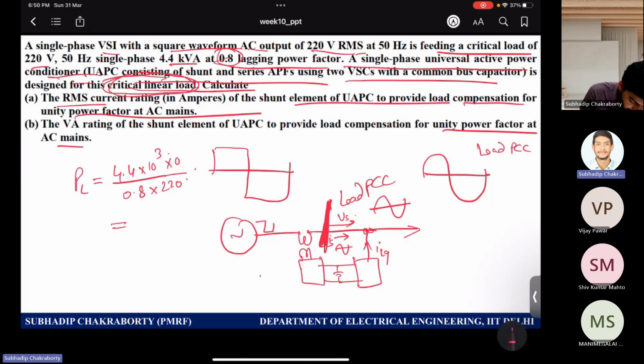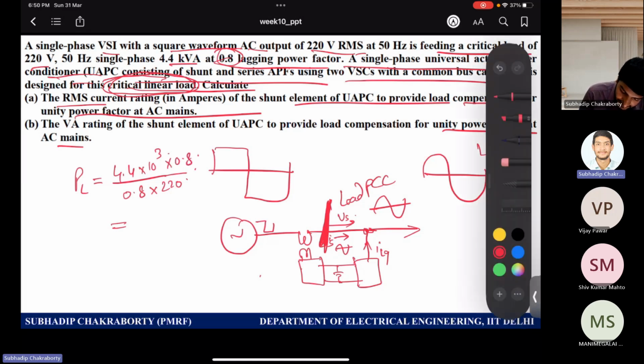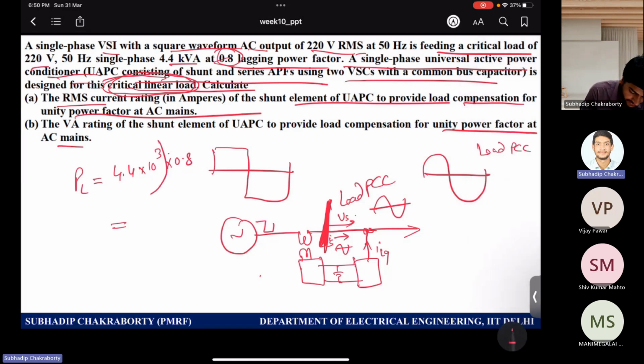Oh, it is kVA, right? So you calculate power. Power we are calculating, right? From kVA. So kVA multiplied by power factor is the power. So what is the power? 4.4 into 1000 into 0.8, right? So how much power is the load consuming? 3520 watts.